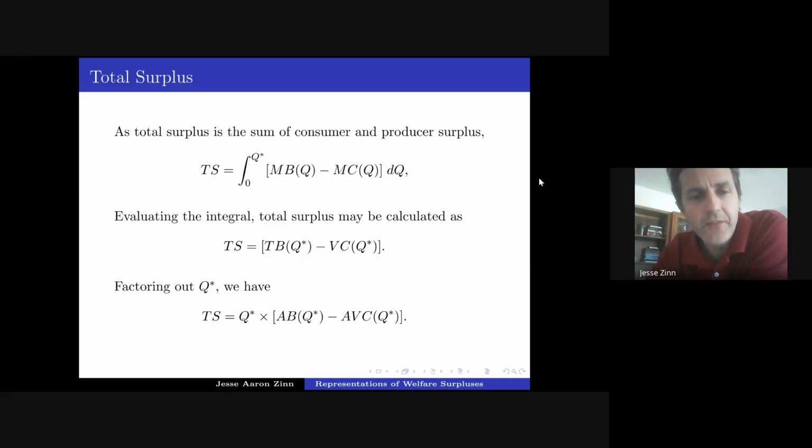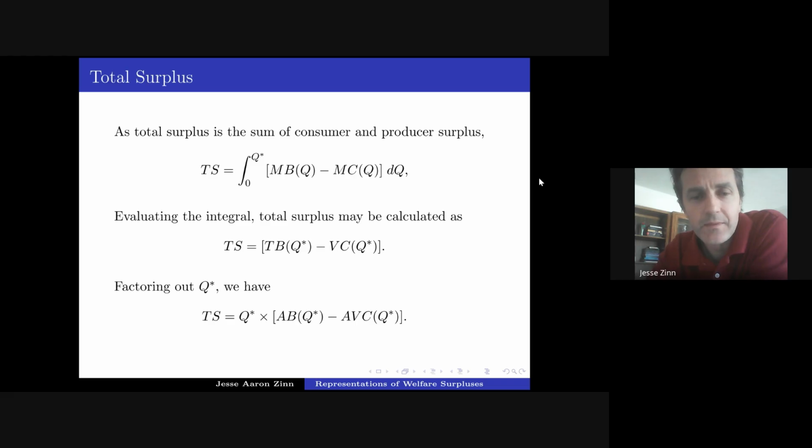And then, of course, we can factor out the market quantity and find that total surplus equals the market quantity times average benefit minus average variable cost. And of course, that's going to give us that formula.